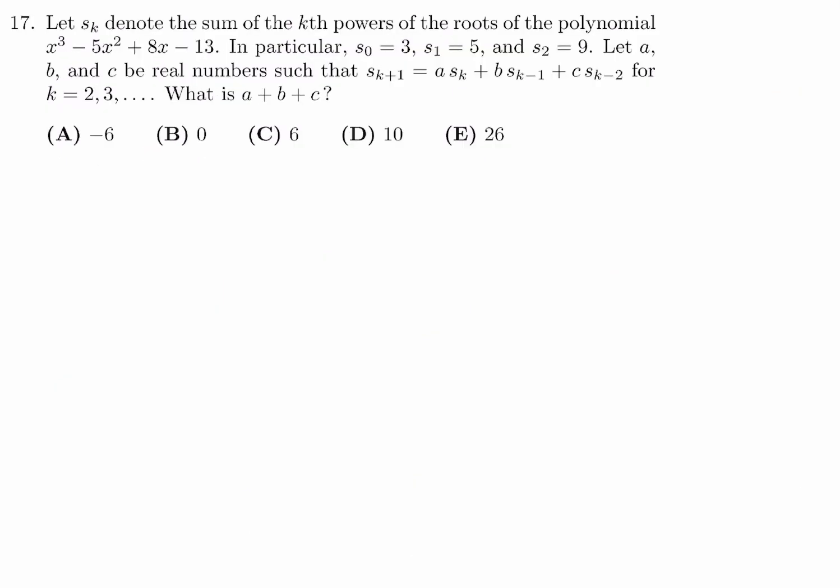Let Sk denote the sum of the kth powers of the roots of the polynomial x to the power 3 minus 5x squared plus 8x minus 13. In particular, S0 is 3, S1 is 5, S2 is 9. Let A, B, and C be real numbers such that Sk plus 1 is equal to A Sk plus B Sk minus 1 plus C Sk minus 2 for k equals 2, 3, ... What is A plus B plus C?